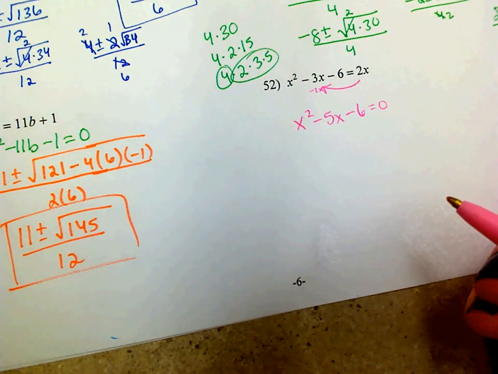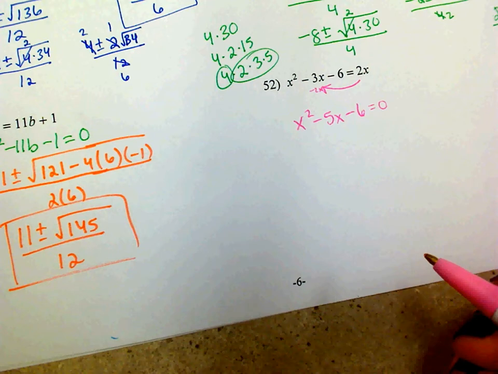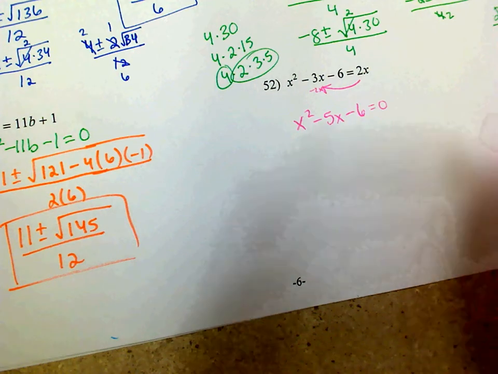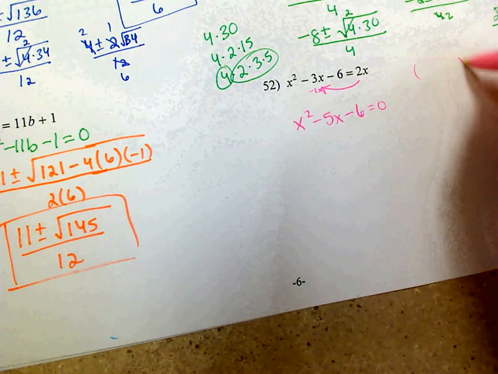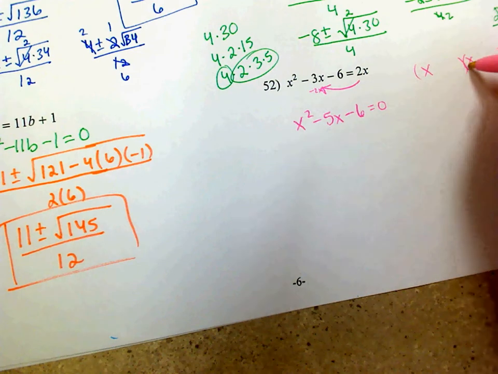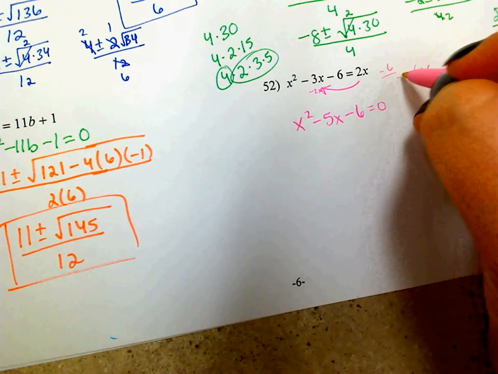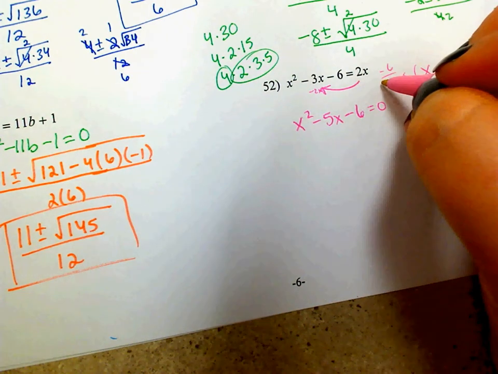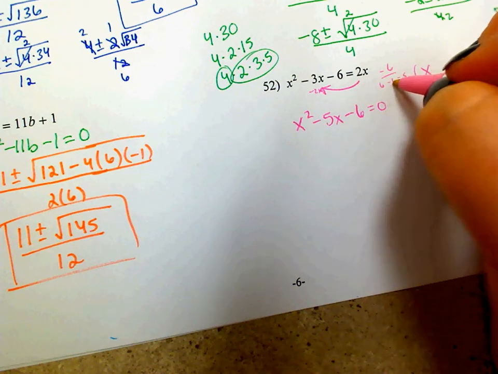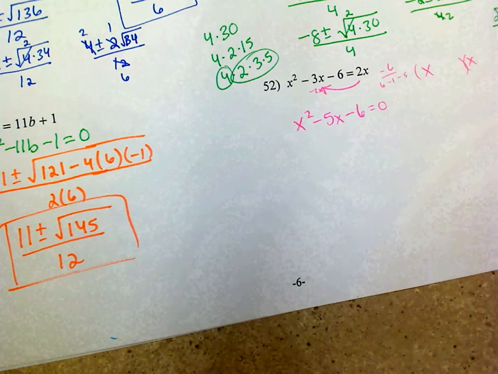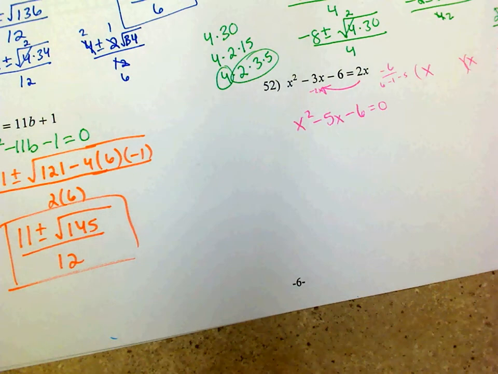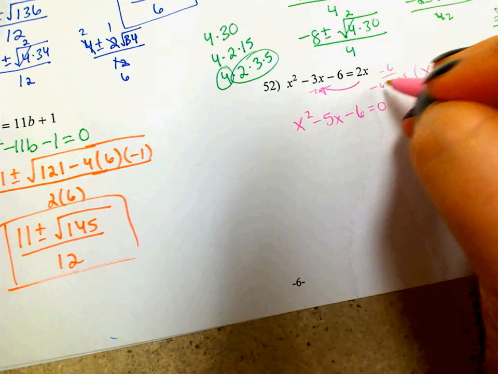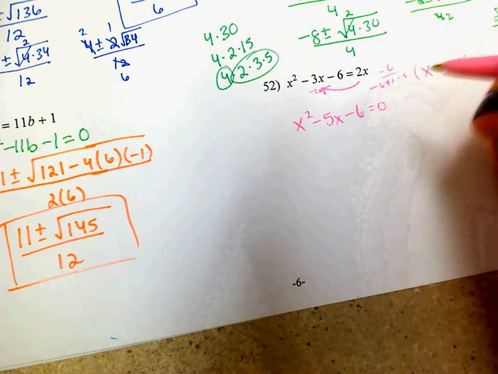What are the factors of negative 6 that add up to negative 5? Again, 6 and negative 1. If you do 2 and 3, if you do negative 2, negative 3, that would add up to a positive 6, so that wouldn't work. But positive 6 and negative 1 multiplies to give me negative 6 and adds up to give me, oh, just kidding, negative 6, positive 1. I need to get negative 5, so x minus 6, x plus 1 equals 0, and x equals 6, because 6 minus 6 equals 0, and negative 1 plus 1 equals 0. So I'm thinking those are my answers.